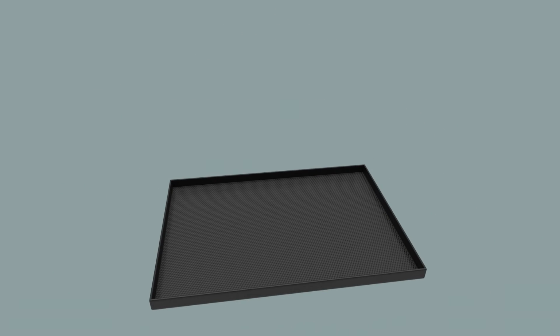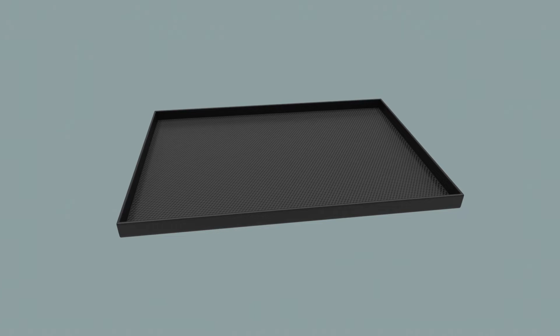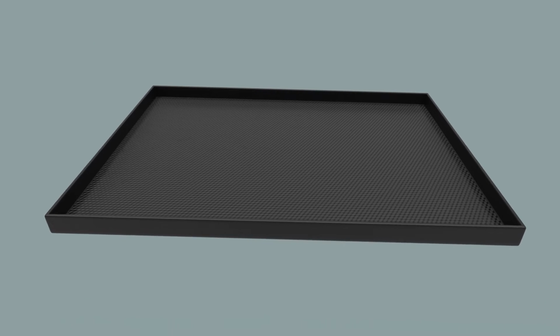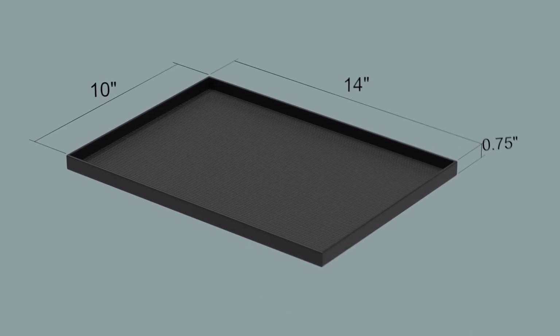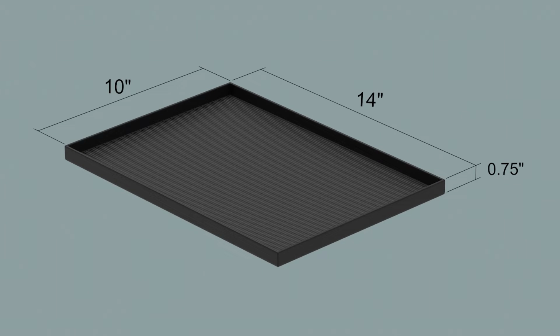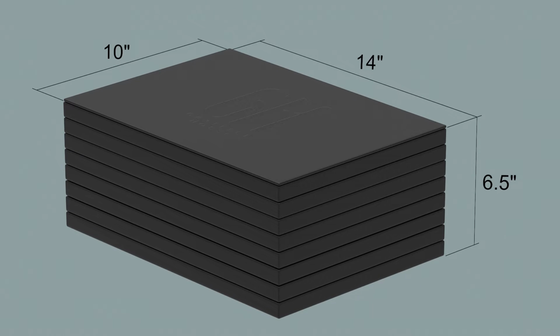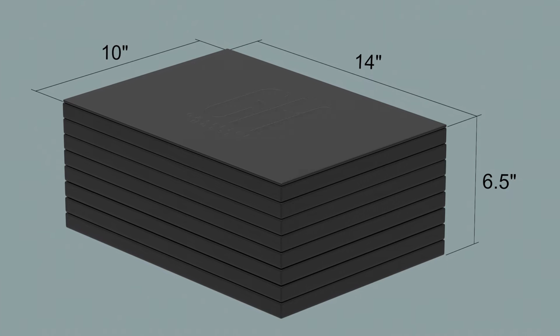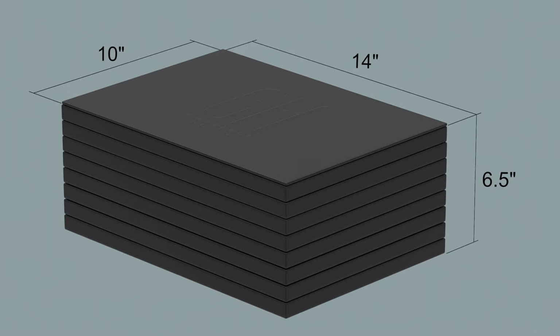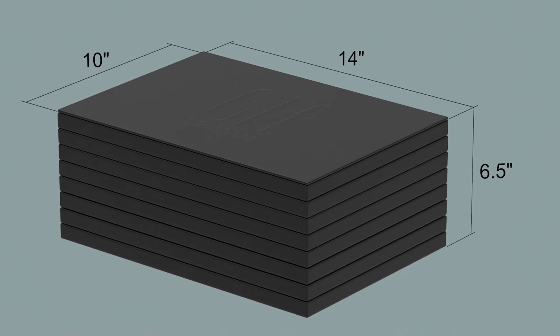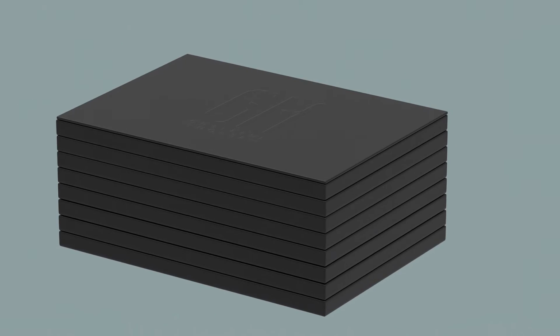Made of high-impact, BPA-free, lightweight plastic. They are a durable build that will not warp, bend, or break if dropped. The size of each tray is 14 by 10 by 0.75 inches. The size of all the trays stacked together is 10 by 14 by 6.5 inches and will hold up to 2,000 puzzle pieces, making Grateful House trays the largest and highest quality set available.